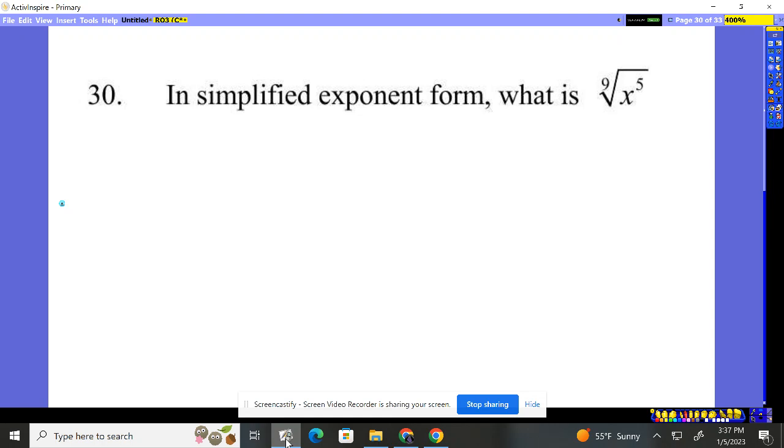30 in simplified exponent form. Okay, so in other words, we want x to some exponent. What is that? You have the ninth root of x to the fifth. Well, remember how I talked about In-N-Out burgers? The reason I talked about that is because, if we remember, it's always the inside piece over the outside piece. So that is nothing more than x to the 5/9 power. That's what we have there.